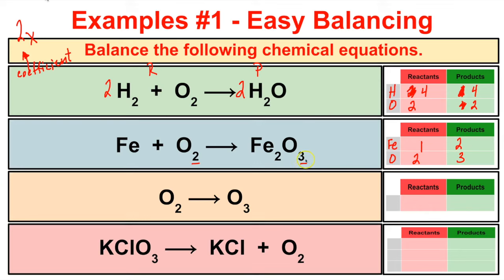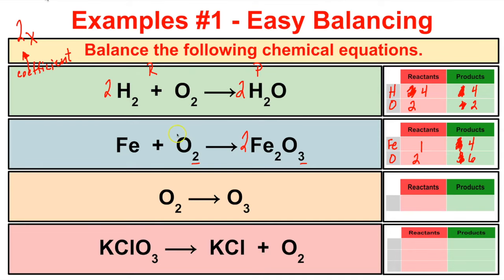So what do both 2 and 3 go into? That is going to be 6, right? It is going to be a 6. So if I put a 2 right here, I'll end up with my 6 oxygens now over here. However, if we take a look right here, I also have 4 irons.